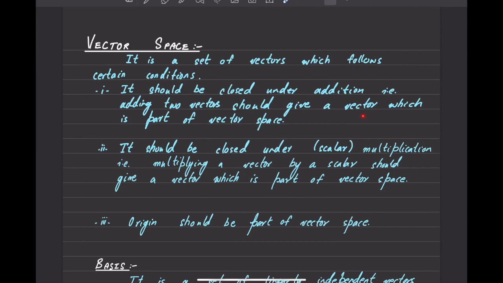space. The second condition is that the vector space should also be closed under multiplication, which means that if you multiply a vector by some scalar multiple, then the answer you should get should also be part of the vector space. The third thing you need to identify is that a vector space should contain an origin. So among all the set of vectors which are part of the vector space, origin should also be part of that vector space.